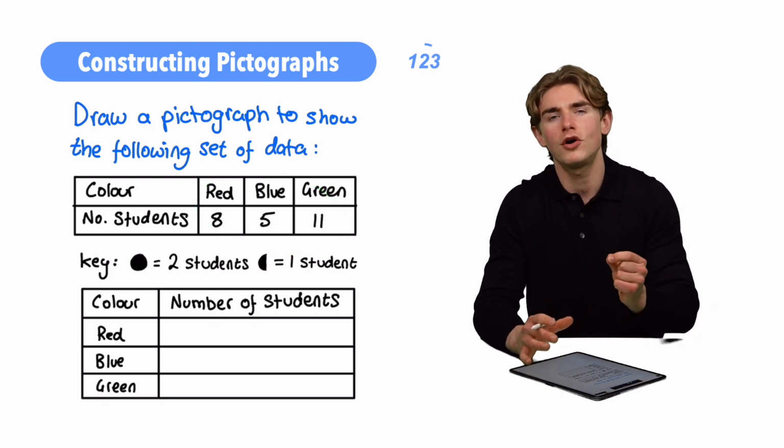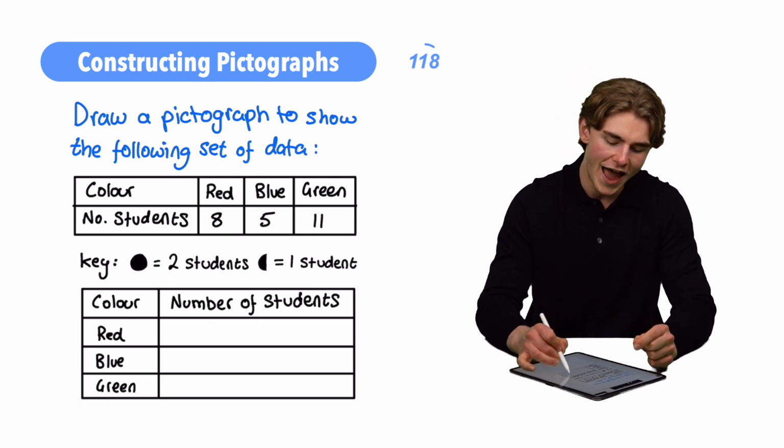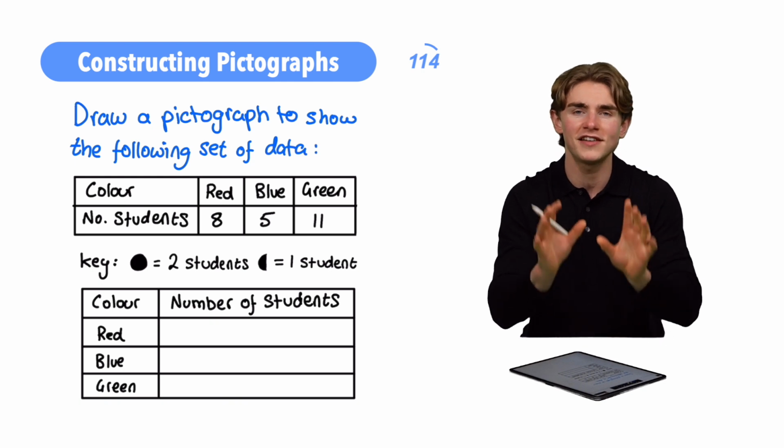The best way to approach these pictograph questions, guys, is to start drawing our pictures in the table and then to count as we go along, stopping when we get to the desired number of things. Let me show you what I mean.